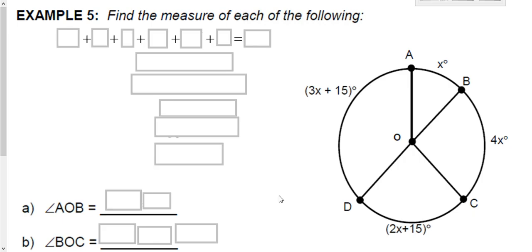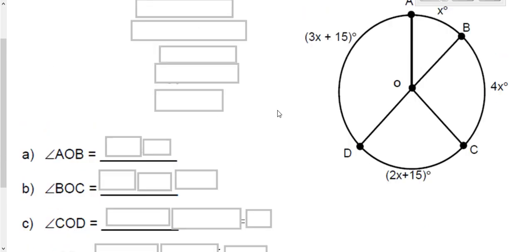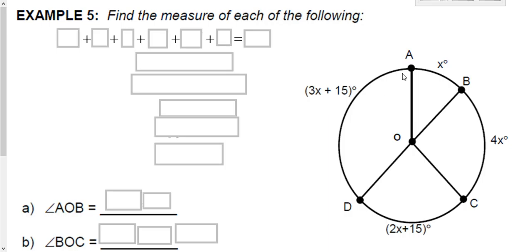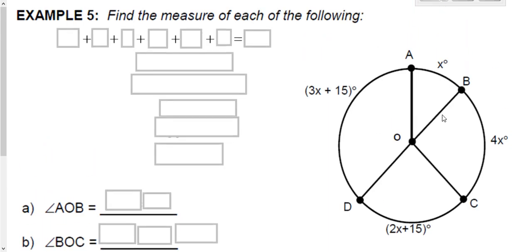Let's start part 2 of this lesson with example 5. We're going to find the measures of each of the following. So we have these angles right here we've got to find in the circle. Remember, these all look like they're going to be central angles, like angle AOB. If we know the measure of the arc, the angle will be the same.